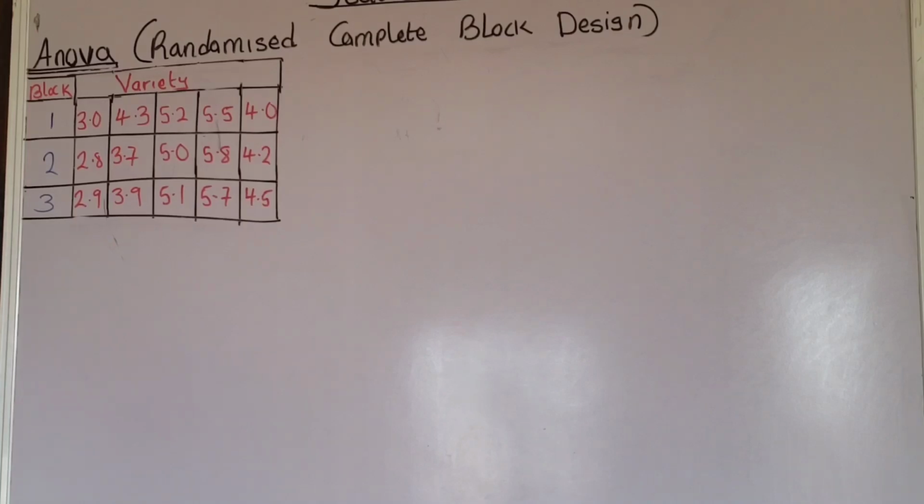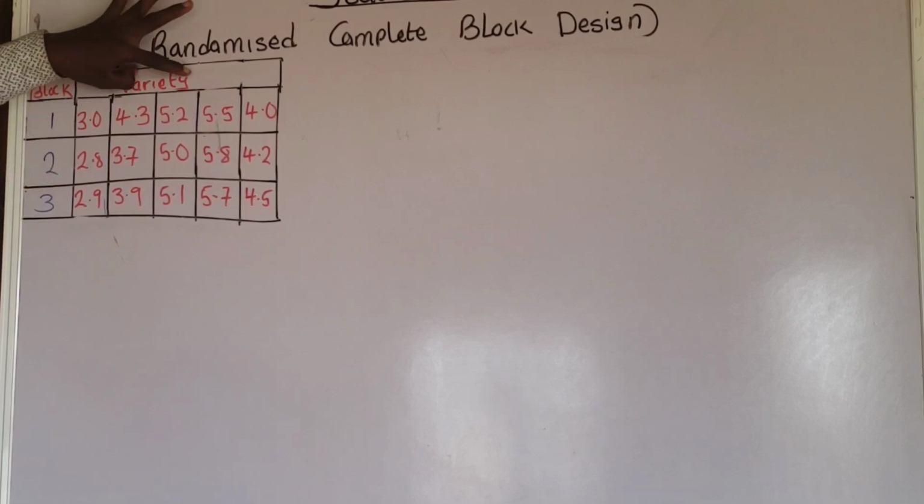Please, I want you to pay attention. I'm going to take it step by step. Now, we call this experimental design randomized complete block design because we have block. We have block, and this is the first block, this is the second block, and this is the third block. And we also have variety. These variety are also known as treatments.